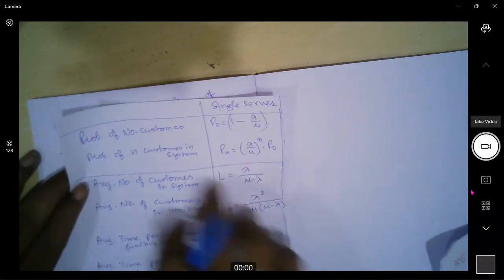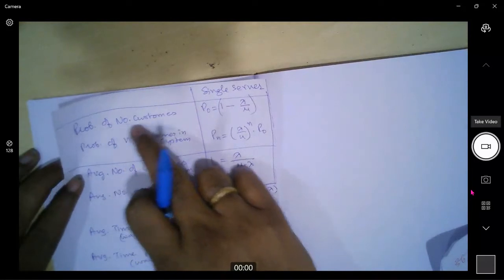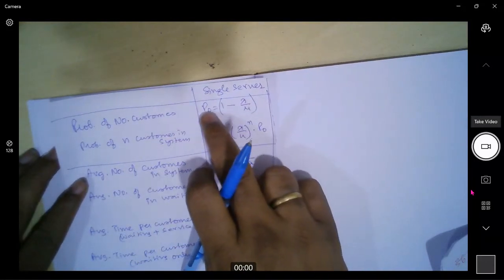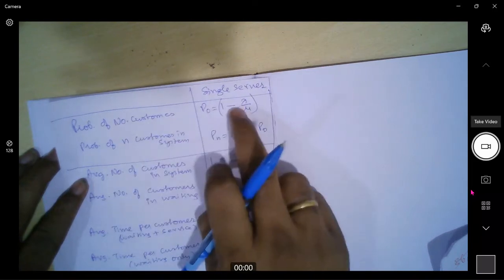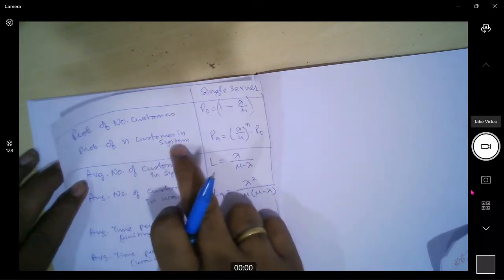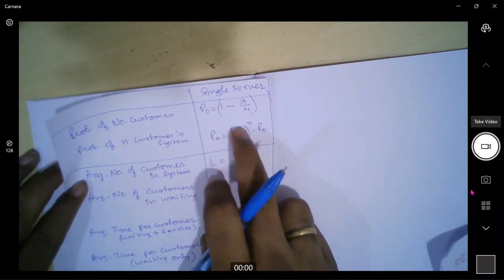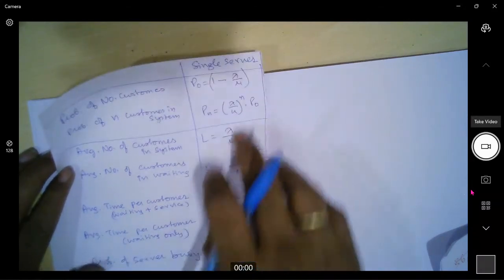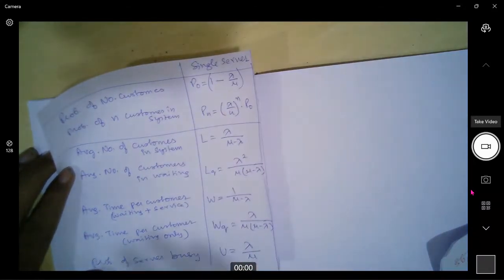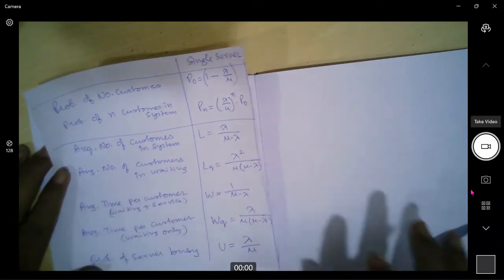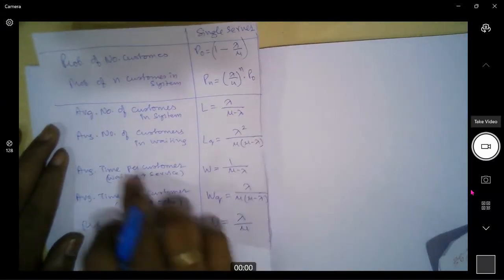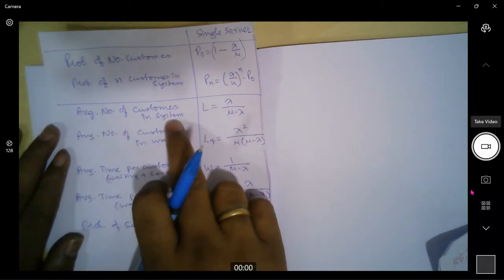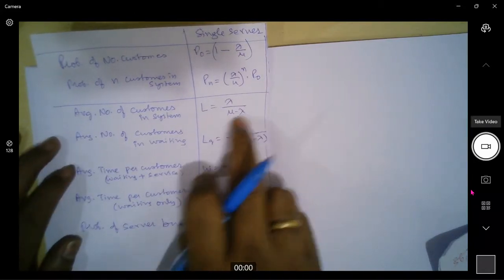Then these formulas. The probability of zero customers, that is no customers, is 1 minus lambda by mu. Probability of n customers is a formula with lambda by mu to the power of n. These derivations all come from probability theory, so right now we don't worry about that since we are doing management. We'll just simply learn the formulas. The average number of customers in the system is lambda by mu minus lambda.